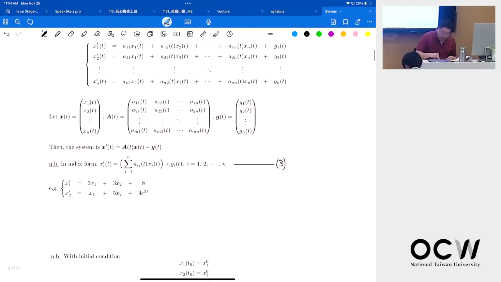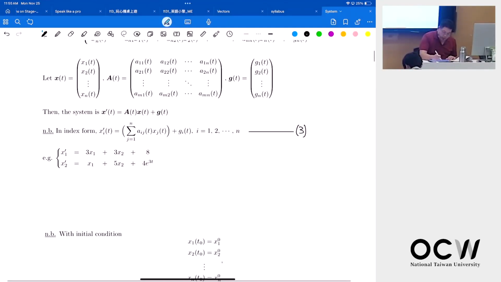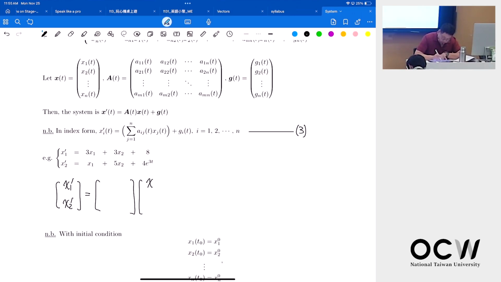Okay, so here's an example. I still have two equations, x1 and x2. To express these simultaneous equations in the vector form, then x1 prime, x2 prime, here's x1, x2.